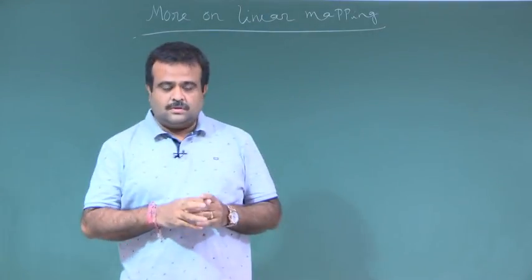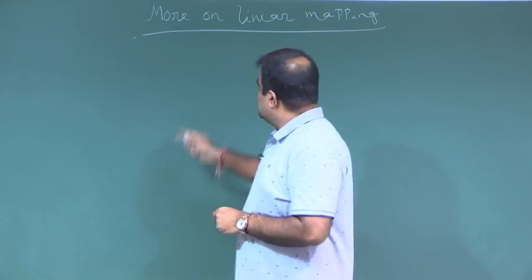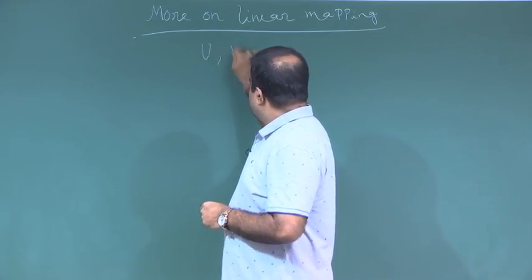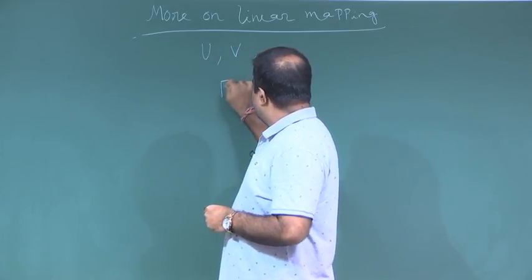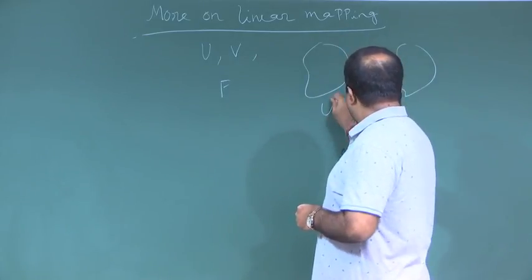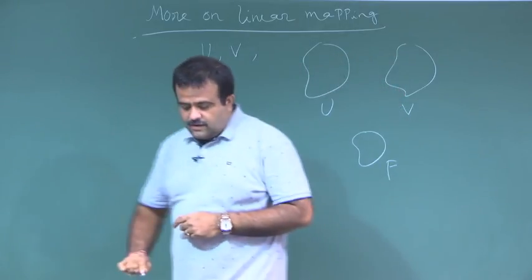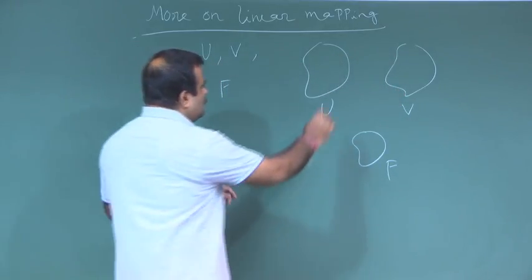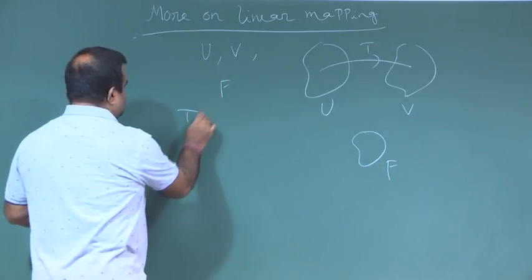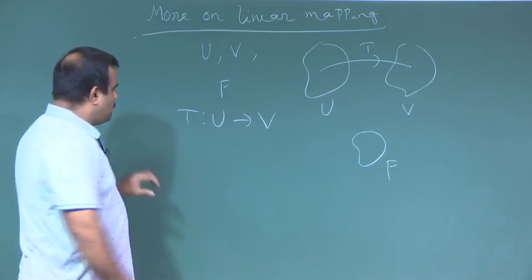Okay, so we are talking about linear transformation. Just to recap, we have two vector spaces U and V over the same field F. A mapping from U to V is called a linear transformation if this property is satisfied.